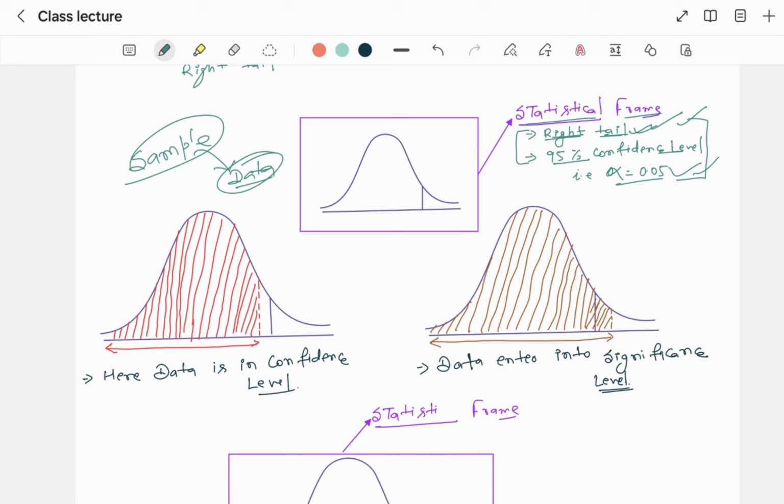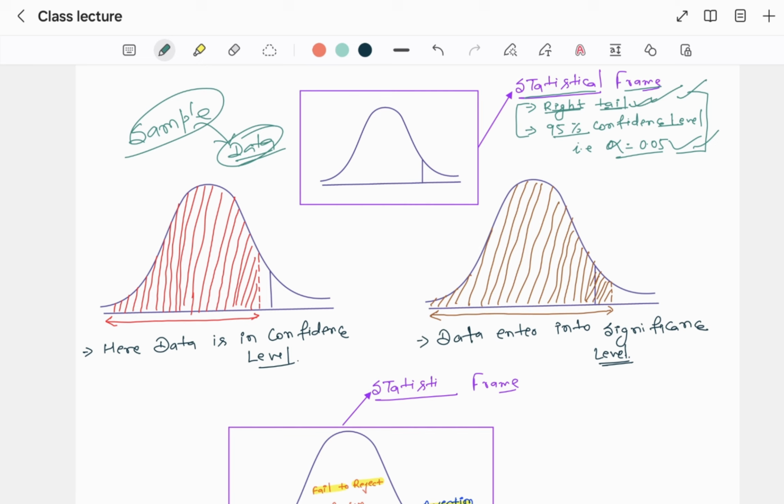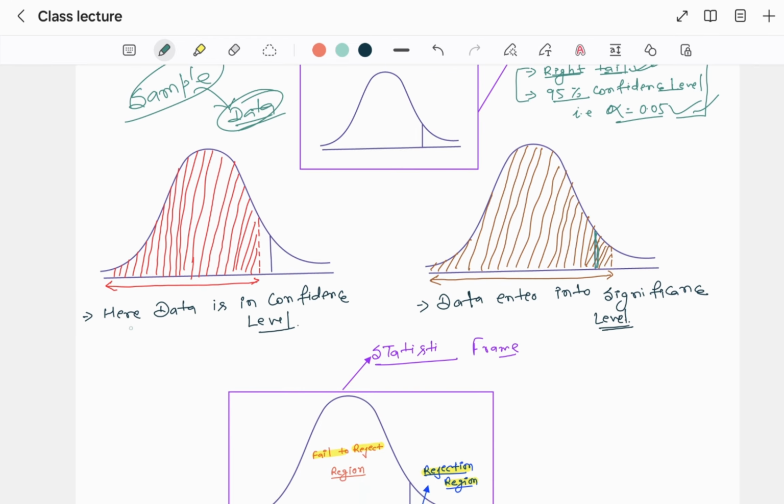After getting the data, we will do the statistical analysis. So our data will lie in two ways. Either it will go like this, or it will cross this critical value and it will plot like this. So there are two possibilities. Here our data is within the confidence level, but what is happening here is that our data is entering the significance level. So now what will happen?